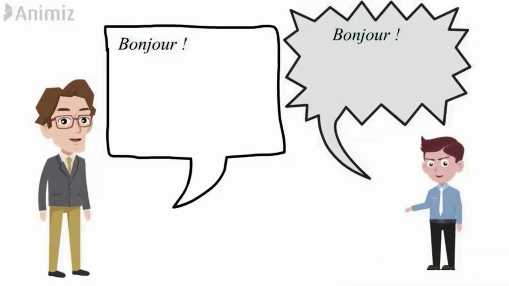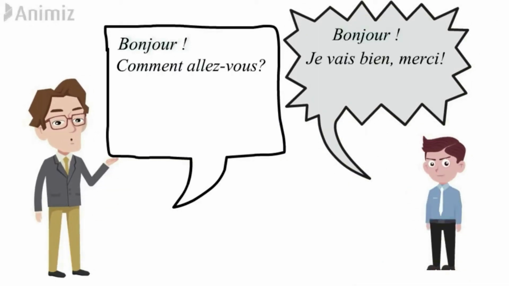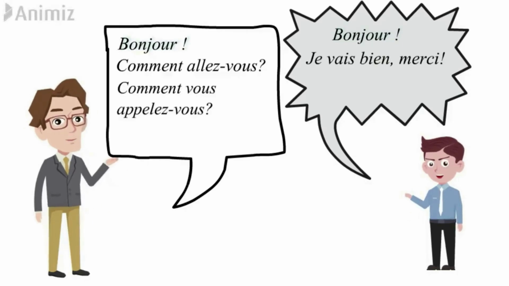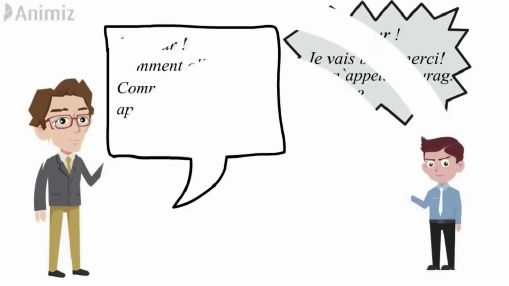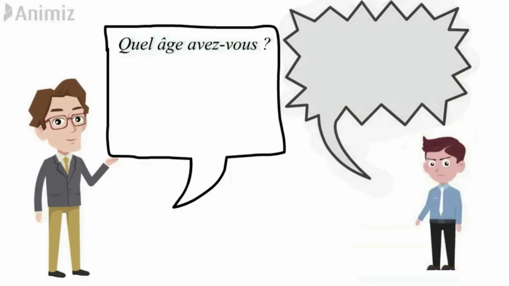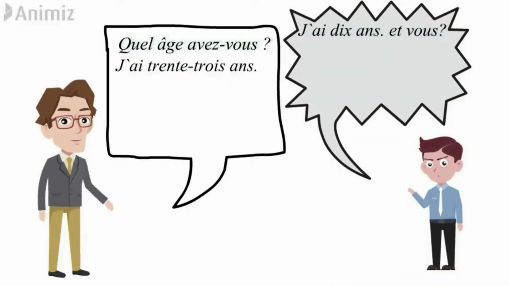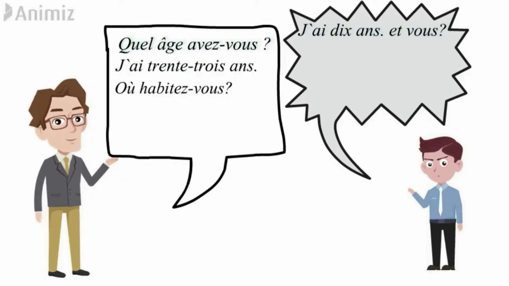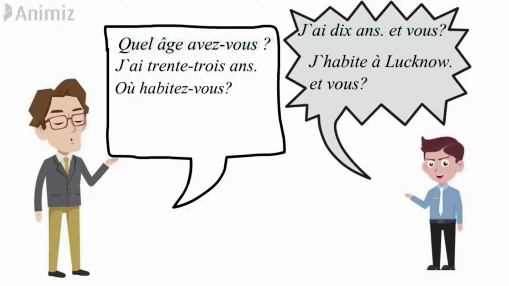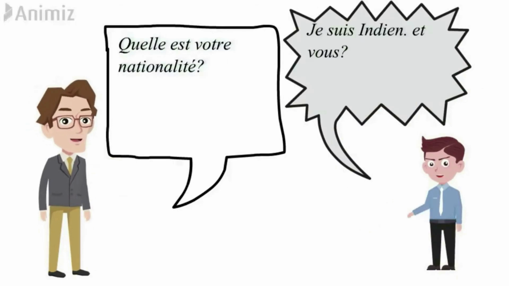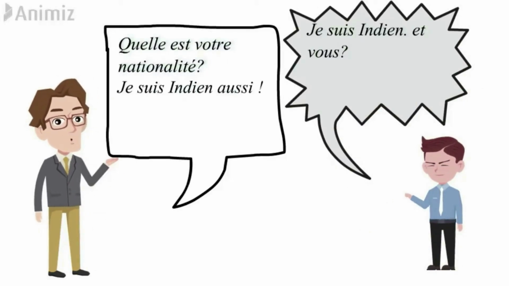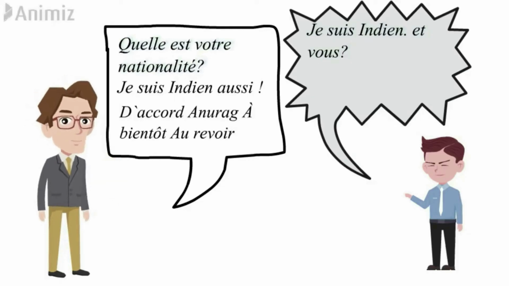Bonjour. Bonjour. Comment allez-vous? Je vais bien, merci. Comment vous appelez-vous? Je m'appelle Anurag, et vous? Je m'appelle Ankit. Quel âge avez-vous? J'ai 10 ans, et vous? J'ai 31 ans. Où habitez-vous? J'habite à Lucknow, et vous? J'habite à Lucknow. Quelle est votre nationalité? Je suis indien, et vous? Je suis indien aussi. D'accord, Anurag, à bientôt, au revoir. À bientôt, au revoir.